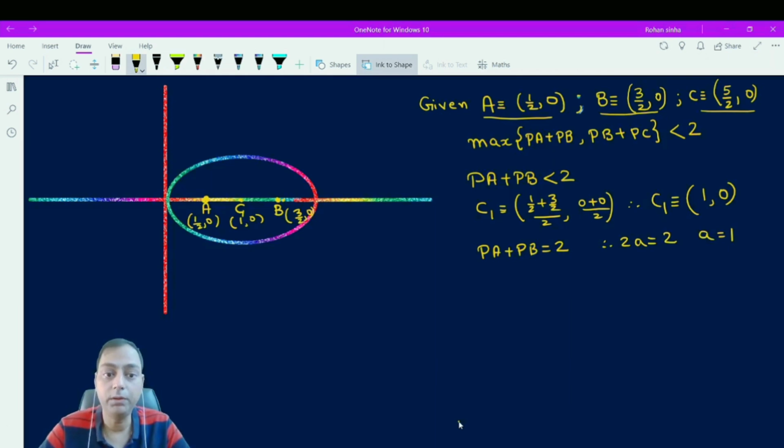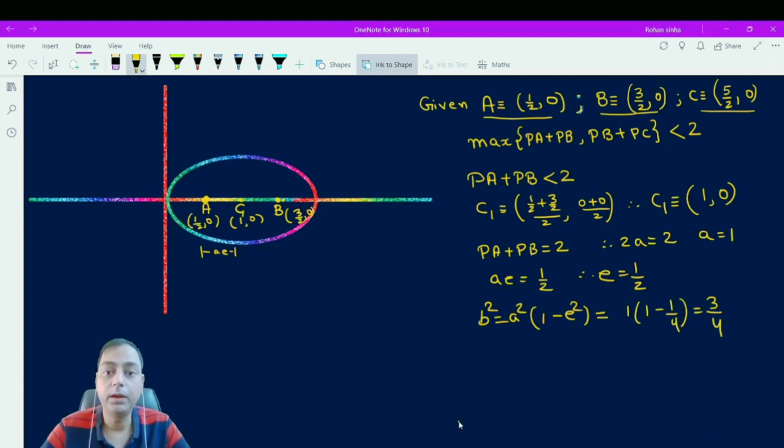And what about this length? This length is equal to ae, so ae is equal to 1/2 only. Since a is equal to 1, what does it mean? e is equal to 1/2. What does it mean? b² is equal to a²(1 − e²). So b² is how much? This is a² which is 1, into (1 − 1/4). So this is equal to 3/4.